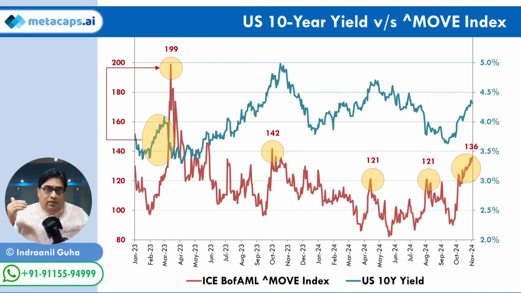In fact, the scale of the dislocation was so large that the Fed was forced to intervene. The Fed had to temporarily abandon its QT program, the quantitative tightening program, and it had to go back to money printing for a short period of time in order to provide liquidity to the US government bond market. And that's how this spike in bond volatility in the US government bond market was brought under control.